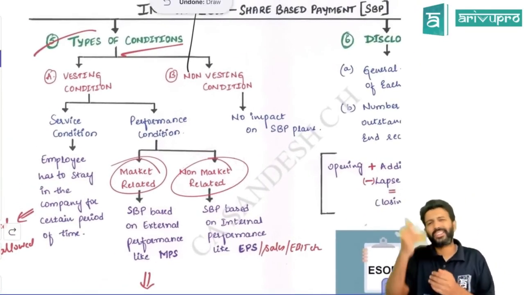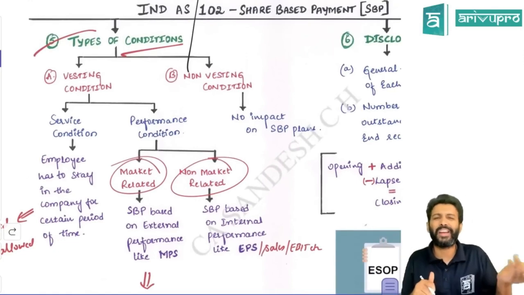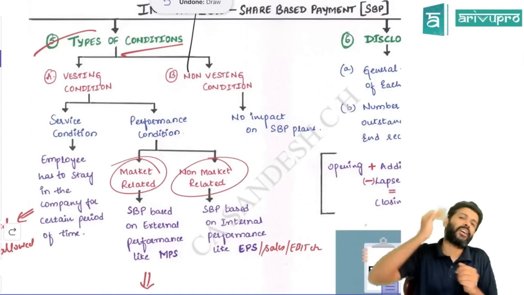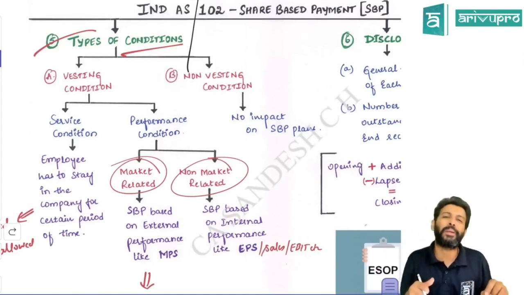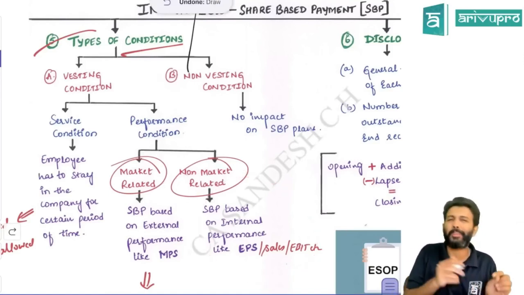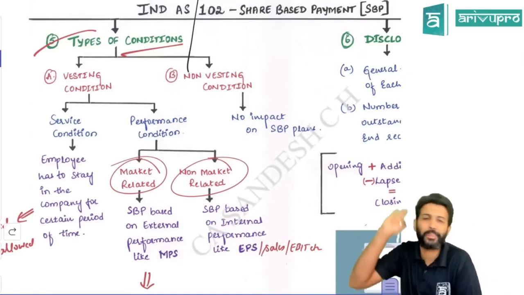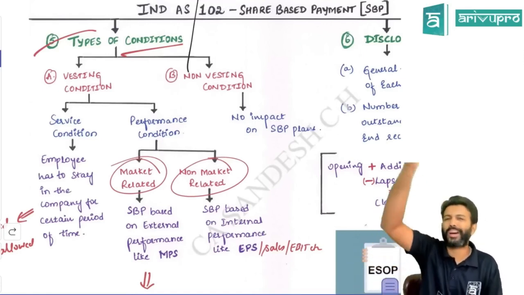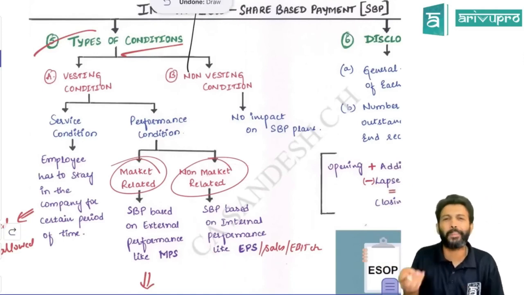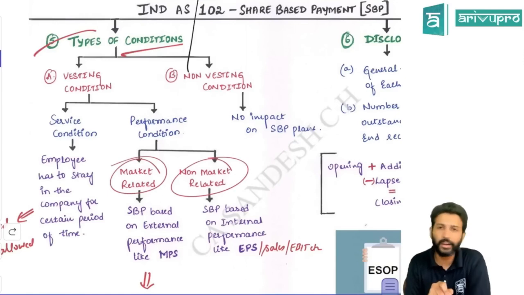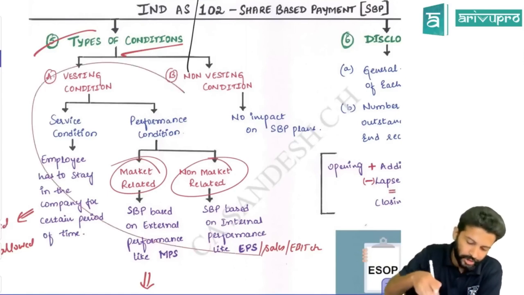Another one is non-market related condition. Non-market related condition means the target could be some internal parameter like EBIT, EPS, sales, EBITDA, etc. So let's say the company tells the employees, I will give you the shares provided EPS increases by 50% or my profit after tax increases by 100%. If that is the case, this is not market related because all this is in the company's hands. It's not dependent exactly on the market. Share price is mostly market driven, whereas these are mostly influenced by the company's action. I'm not saying totally, but mostly. Hence we call these non-market related conditions. So these are your vesting conditions.